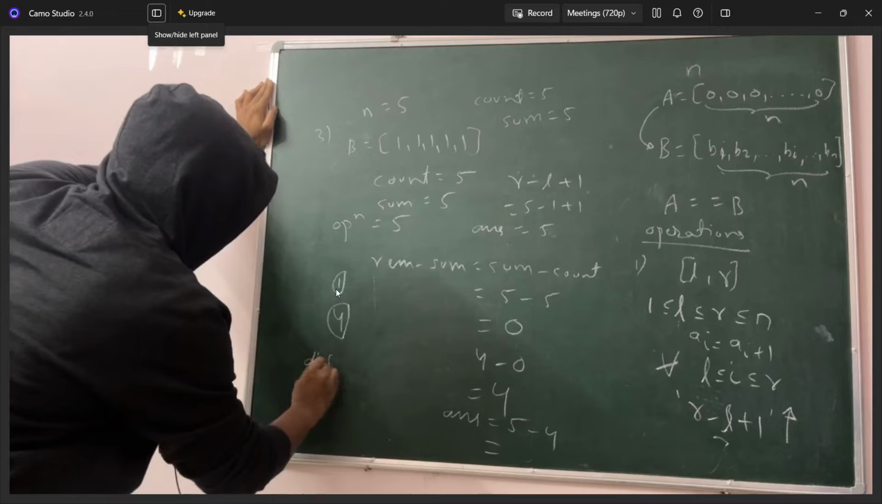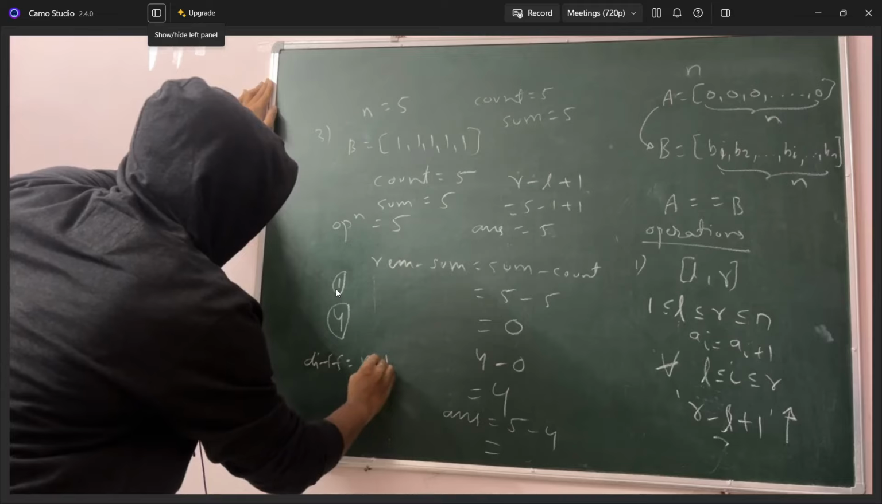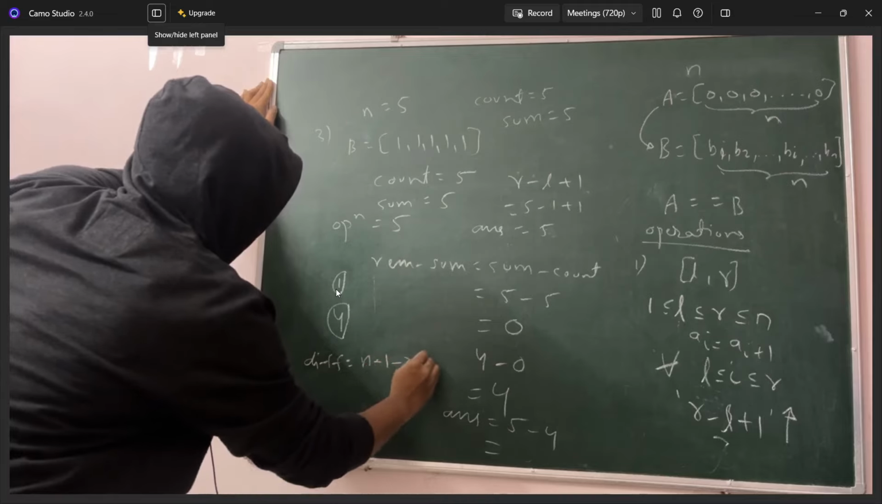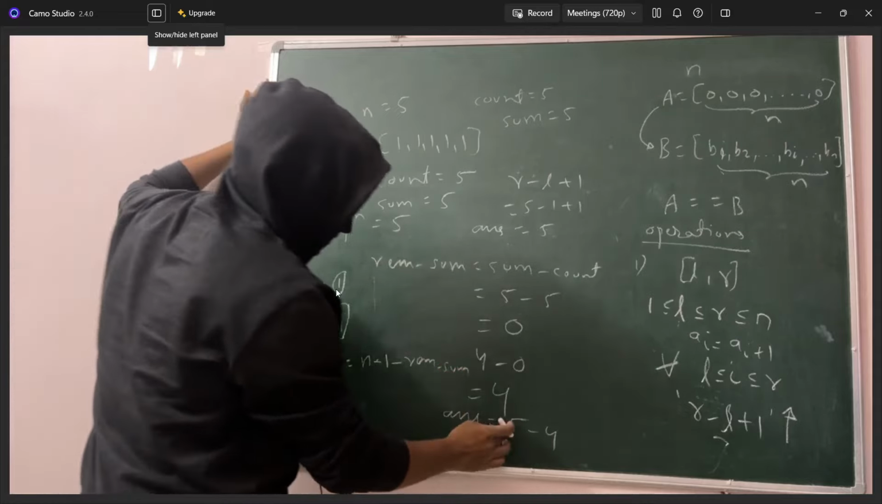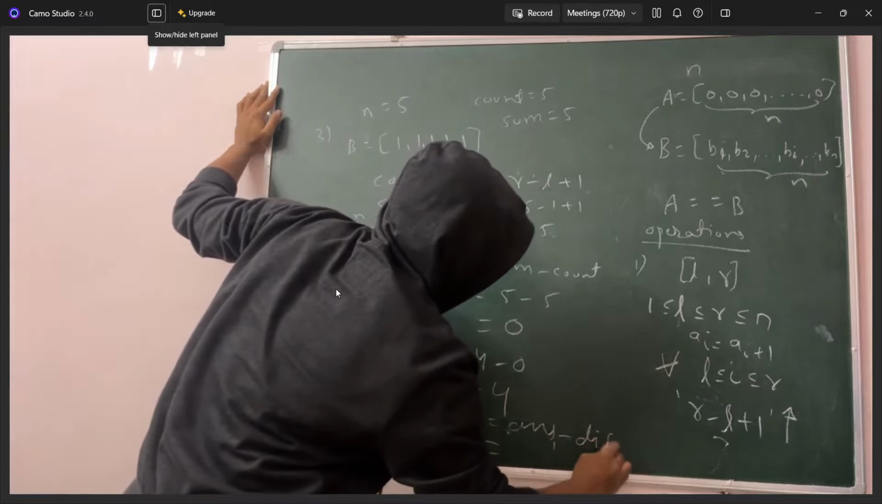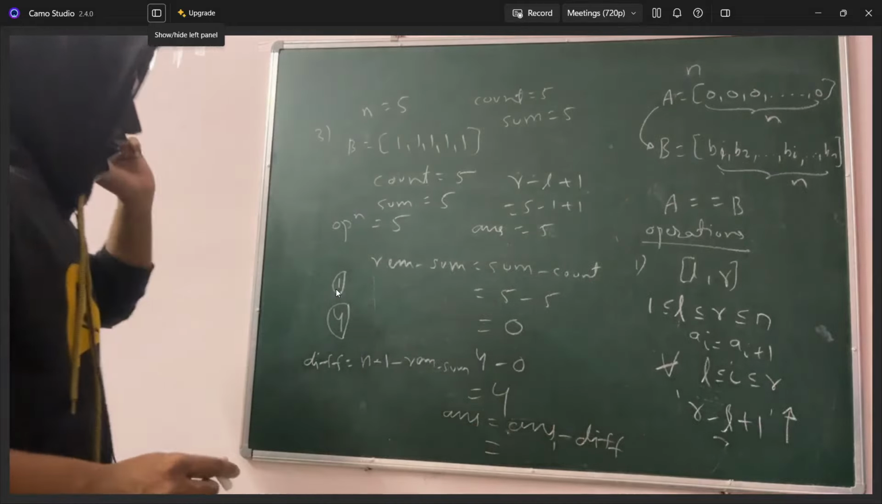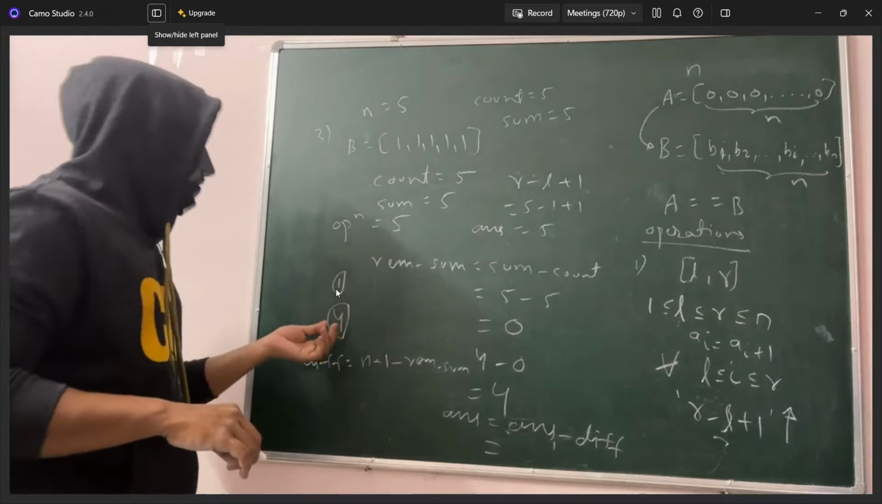I'll take this as diff, which is going to be n minus 1, the number of operations, minus the remaining sum. So you'll have to decrease your answer by diff. I think you guys have understood, right? Like it was remaining sum 0 and then 4 operations we had.